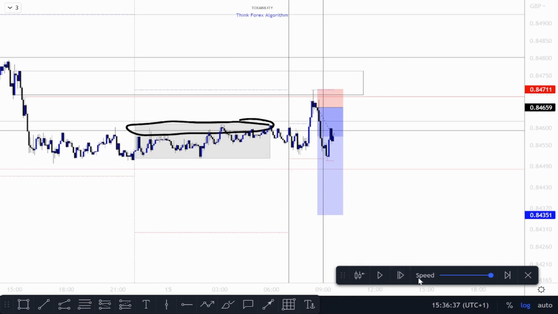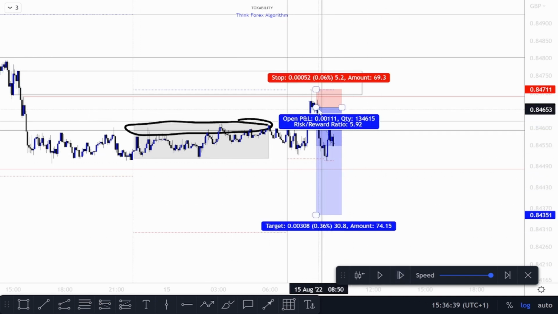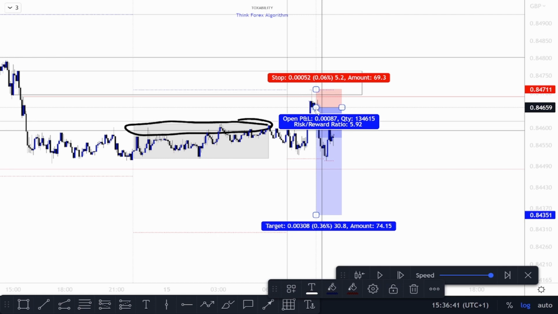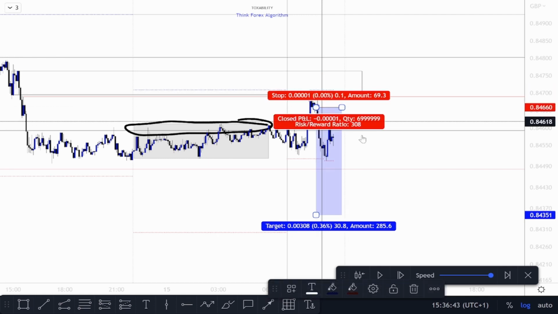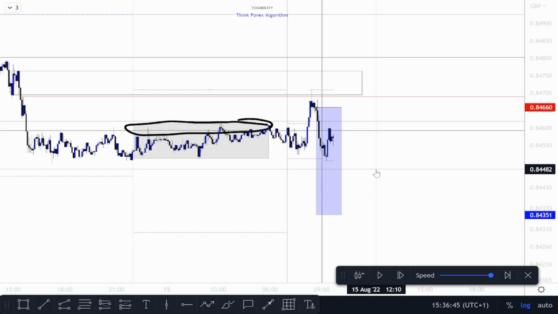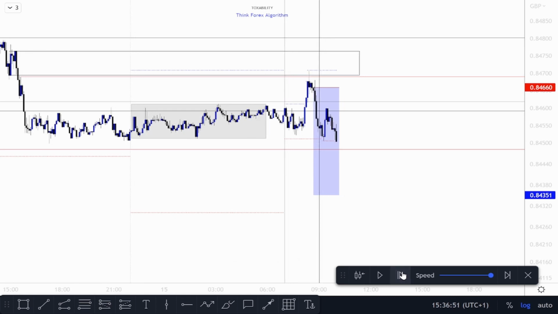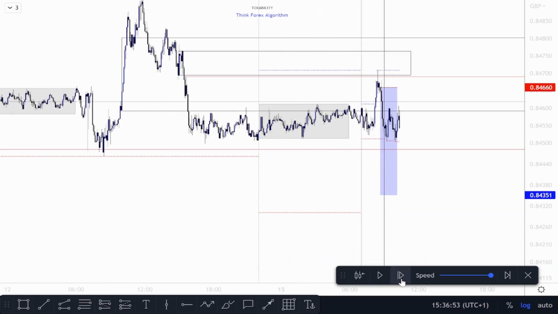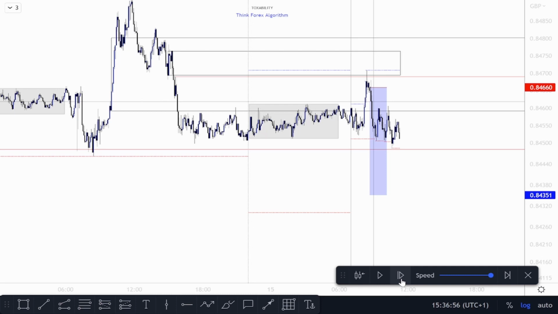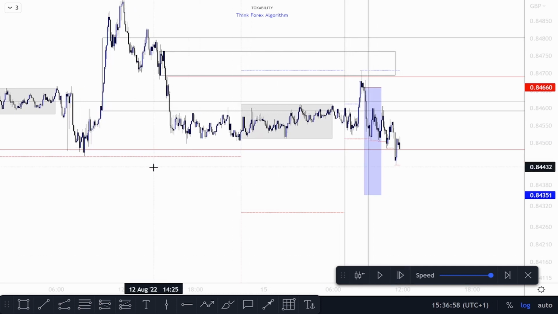First take profit reached. At this point, I would have moved my stop loss to break even, just like so. So now it's a no risk trade. Make sure you always do that. Protect your capital at all costs. Second take profit reached.